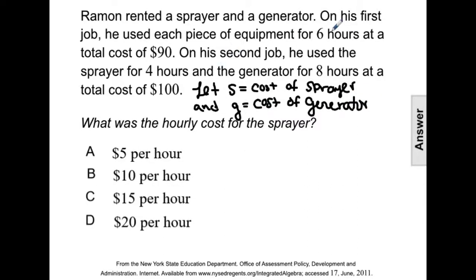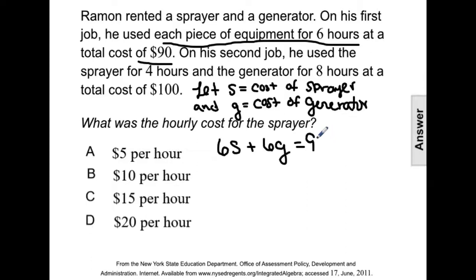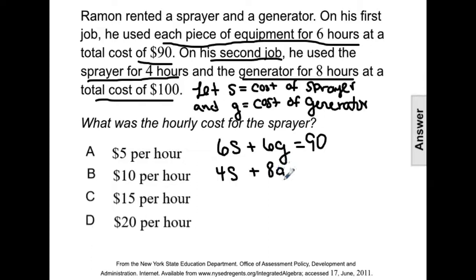So the first thing is that Ramon, on his first job, is using each piece of equipment for 6 hours at a total cost of $90. So if he uses the sprayer for 6 hours and the generator for 6 hours, it will cost $90. Then for the second equation, he used the sprayer just for 4 hours and the generator for 8 hours at a total cost of $100. So here's our system that we now need to solve.